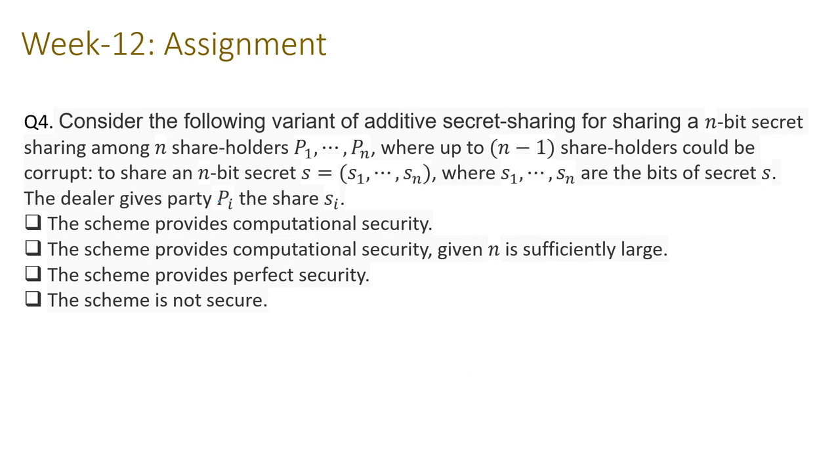Okay. Consider the following variant of additive secret sharing for sharing an n-bit secret among n shareholders, right? So you have an n-bit string and each bit of the string you give to one party. So S1 to Sn are the bits of the secret, and the ith bit, Si, is given to party Pi. Now you have to comment on the security of this modified additive secret sharing scheme. I think we discussed this question last week, so you can just answer it.